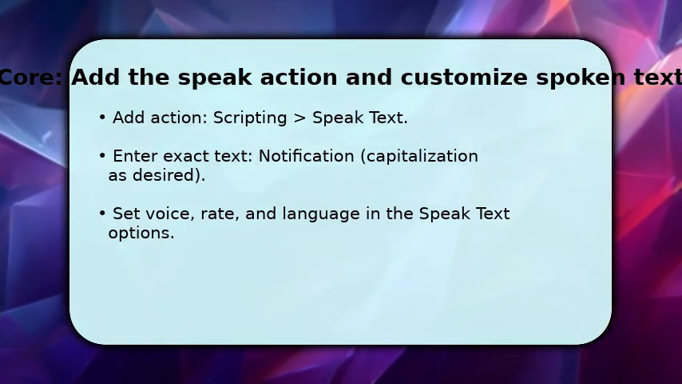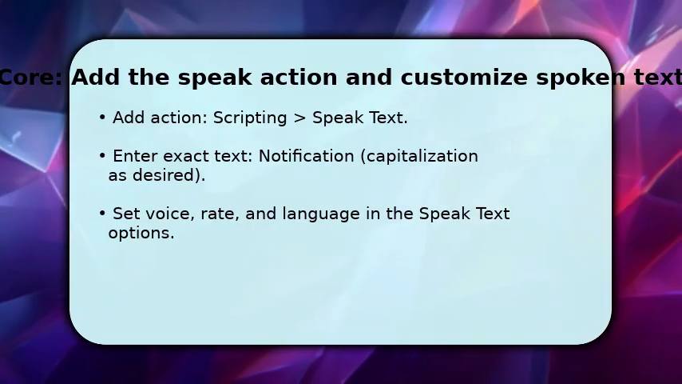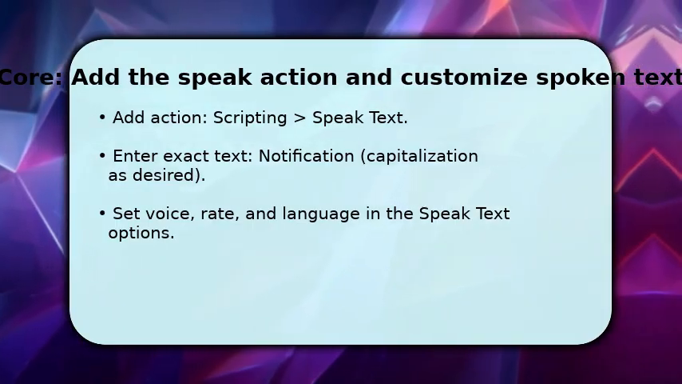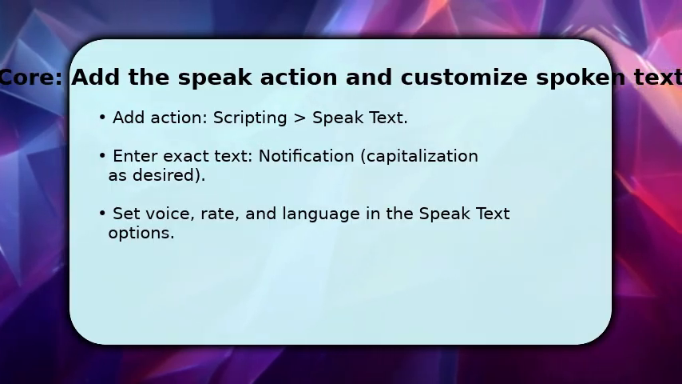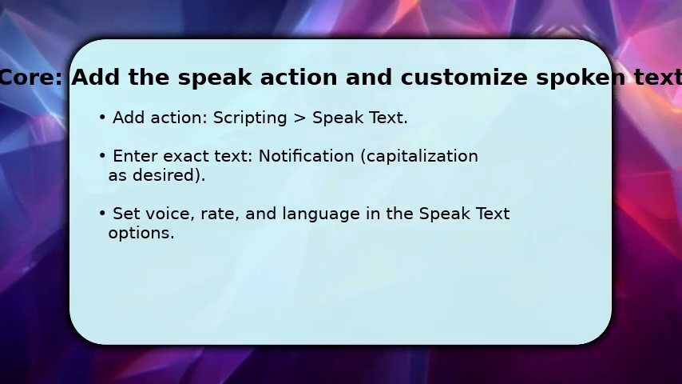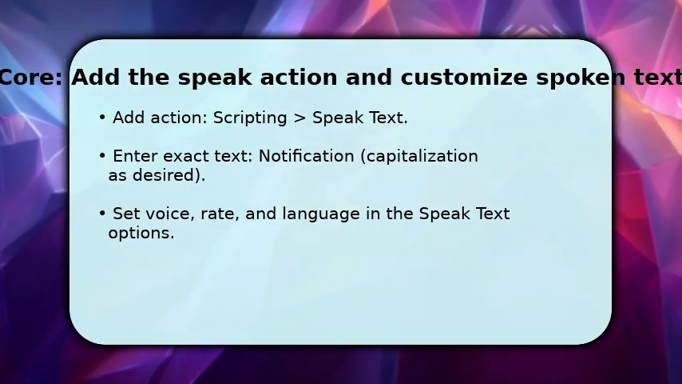Tap Add Action, choose Scripting and then Speak Text. Type the single word "notification" as the text to play. Once added, expand the action and choose a voice, speaking rate, and language so it sounds natural. Use a slower rate if clarity matters and test different voices.